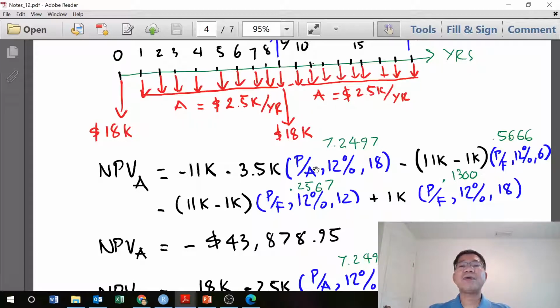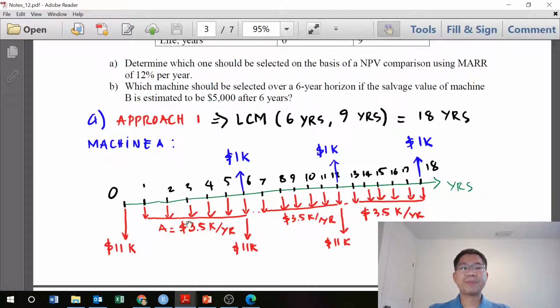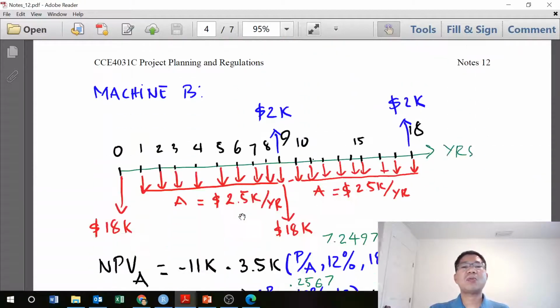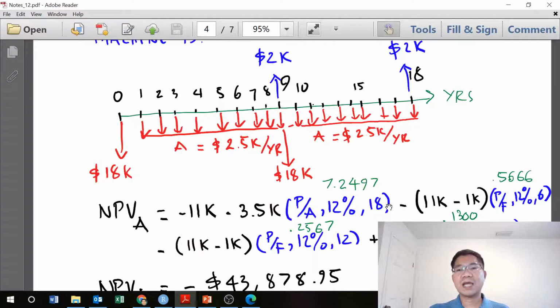Then 3,500 times P over A, 12%, 18. What does that mean here for this cash flow? 3,500 for the first machine A from year 1 to year 6. 3,500 for the second machine A from 7 to 12. 3,500 per year for the third machine A when I buy it at year 12, for year 13 to year 18. So it means that every year from year 1 to year 18, I spend 3,500 every year. Same amount annually, and I want to bring that net present value to time 0. So given A, find P. That's why we have P over A, 12%, 18.